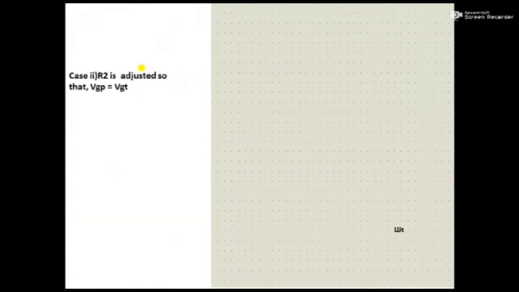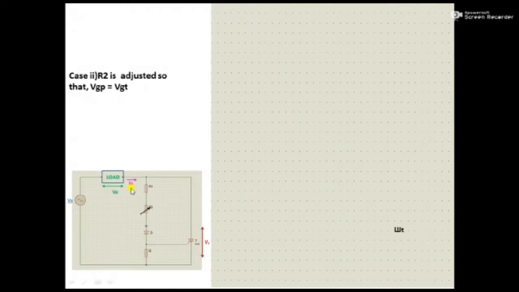In this second case, the value of R2 is adjusted in such a way that VGP is equal to VGT. So we are taking the same circuit here. This will be your gate voltage. This voltage drop is the gate voltage. R2 is adjusted in such a way that the peak of this gate voltage becomes equal to VGT.